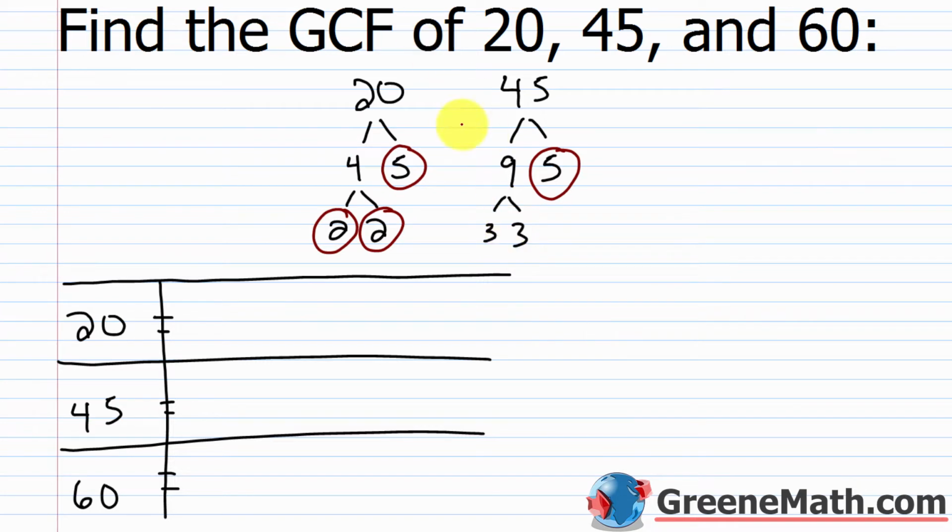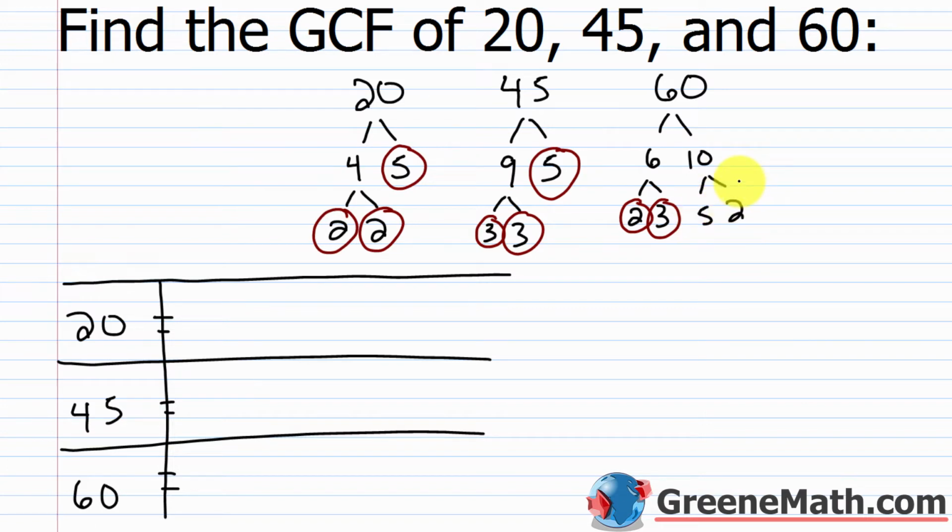3 is prime, let's go ahead and circle both of those. And then the last one is 60. So for 60, I can do 6 times 10. 6 is 2 times 3, and 2 and 3 are both prime, so let's circle those. And then for 10, we do 5 times 2, and 5 and 2 are both prime, so we'll circle those.